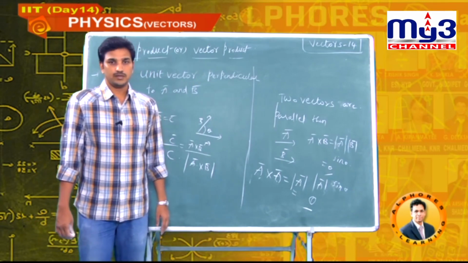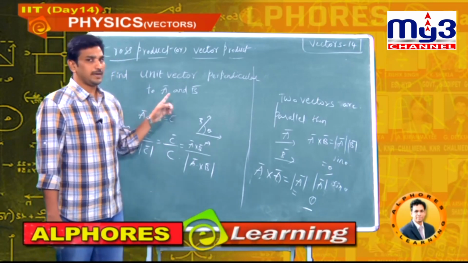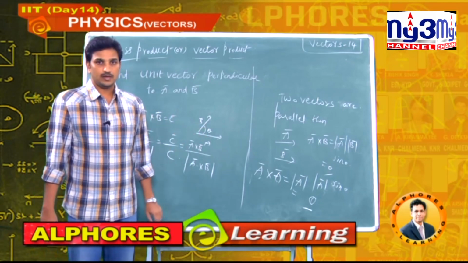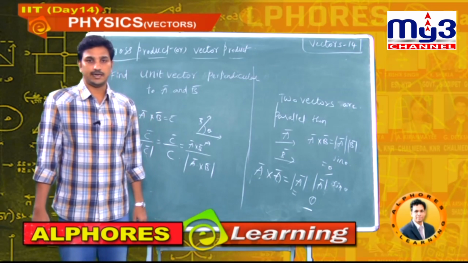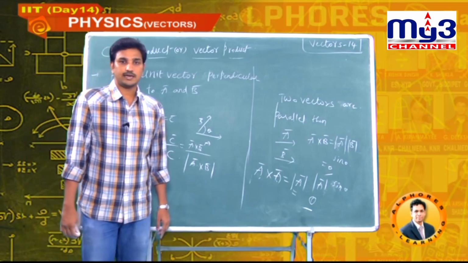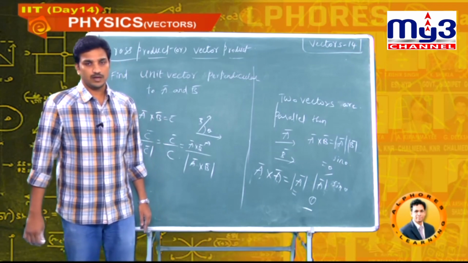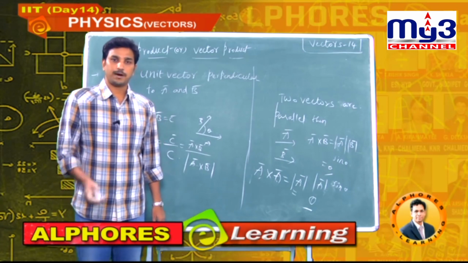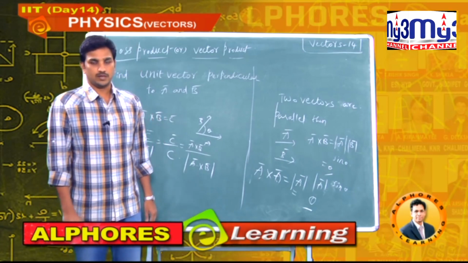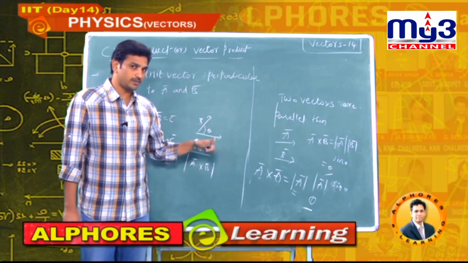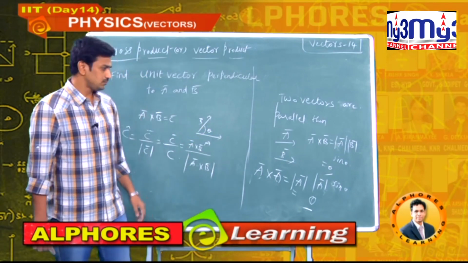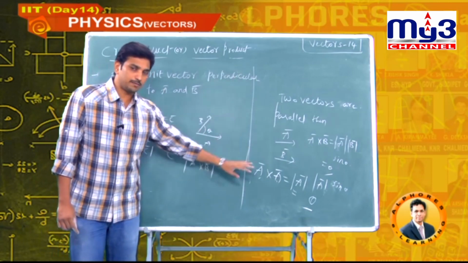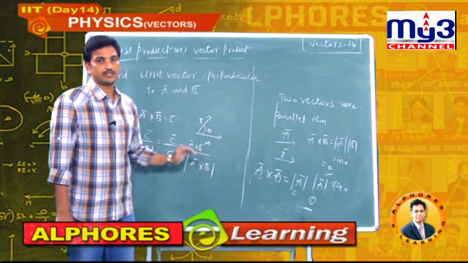Here, A cross B and B cross A are not directly equal; they are negatively equal, which we proved. I cross J is K cap, J cross K is I cap, K cross I is J cap, and the reverse is minus. How to find the direction of A cross B? The direction of A cross B is always perpendicular to A bar and B bar, so by using the right hand rule we can find the direction. And how to calculate the cross product? I told you the direct method, and we also discussed the easy shortest way.